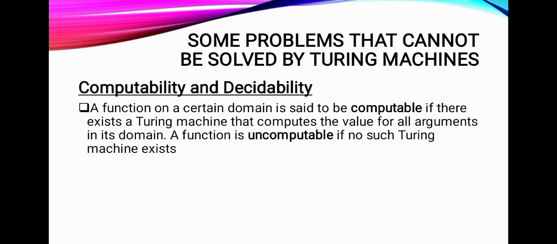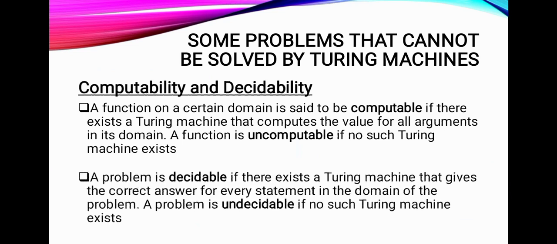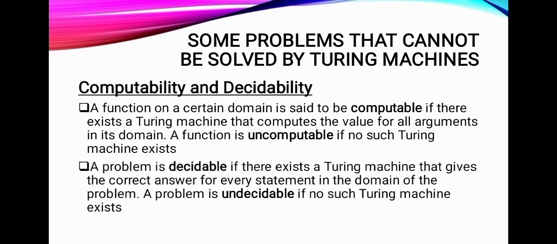When we classify a function as computable or not computable, we must be clear on what its domain is. Our concern here will be where the result of a computation is a simple yes or no. In this case, we talk about a problem being decidable or undecidable. A problem is decidable if there exists a Turing machine that gives the correct answer for every statement in the domain of the problem. A problem is undecidable if no such Turing machine exists.